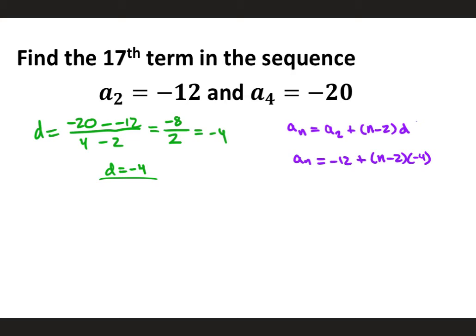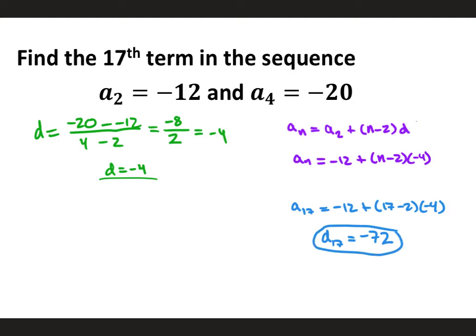All right, now I get to plug something in. It wants to know the 17th term. So I'm going to say a17, my 17th term, equals negative 12 plus 17 minus 2 times negative 4. And I get to plug that all into my calculator. Just be really careful with your parentheses. Negative 12 plus 17 minus 2 times negative 4. You plug that all in and you get a sub 17 equals negative 72. And there's our 17th term in this sequence. So we combined all those ideas together here.